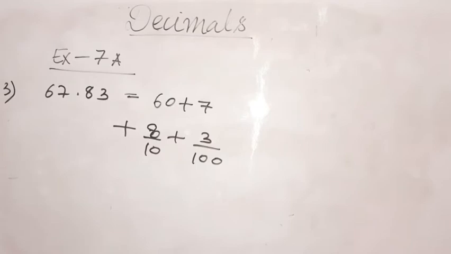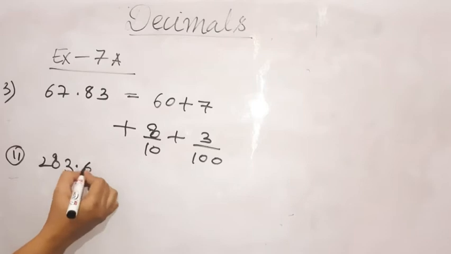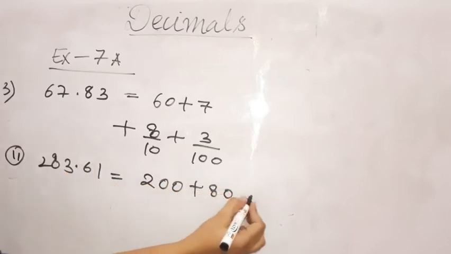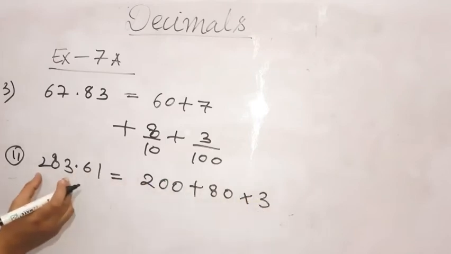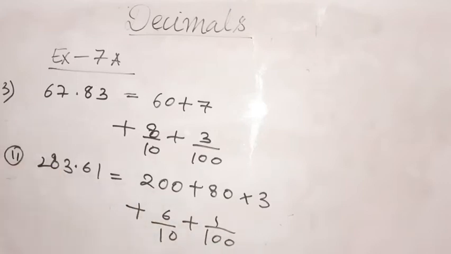In the same way we have to do the second option, that is 283.61. It will be written as 200 plus 80 plus 3. This was the whole number part. Moving on to the decimal part, 6 upon 10 plus 1 upon 100. I hope you must have understood how I have done that. Now in the same way you have to do the next option, option number 3.